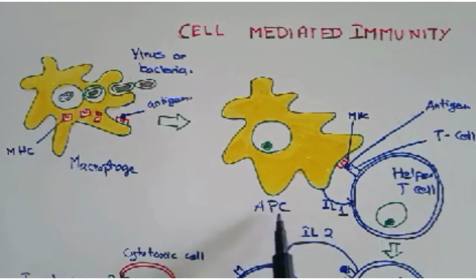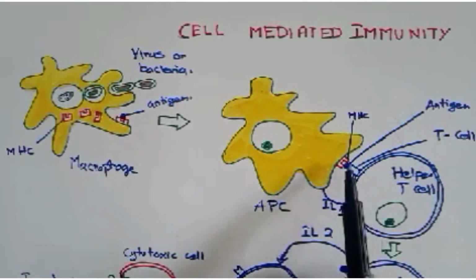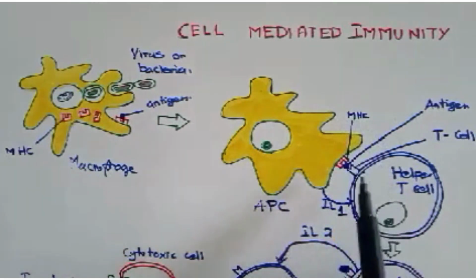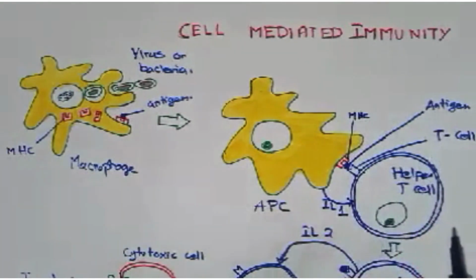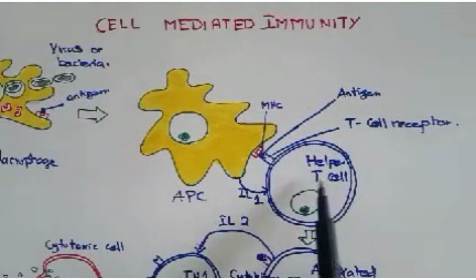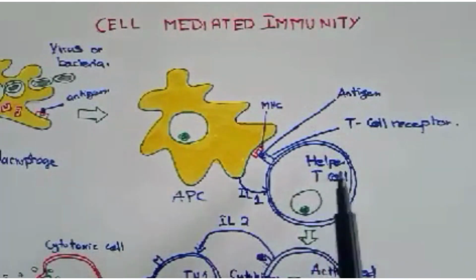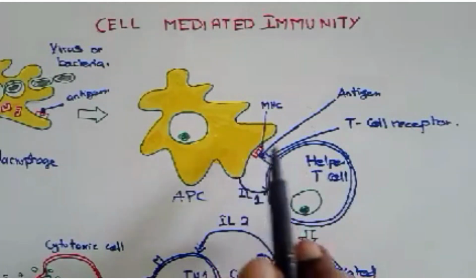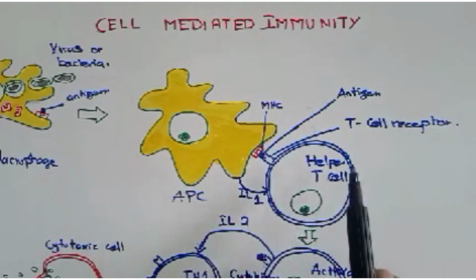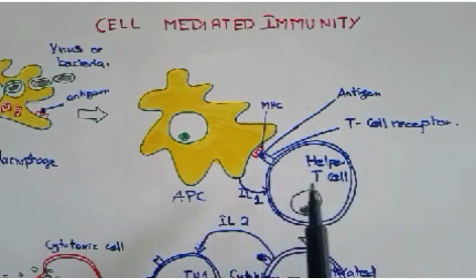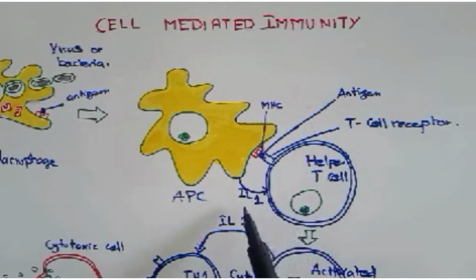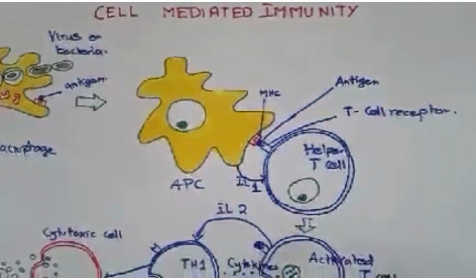This antigen presenting cell presents the antigen on the cell surface with the help of MHC, and this antigen is identified by the helper T cells. The helper T cells identify the antigen with the help of the T cell receptor. The antigen presenting cell and the helper T cell form a complex, and the further process of cell mediated immunity is activated. This process is initiated by the cytokine called interleukin 1. Now the helper T cell is activated.